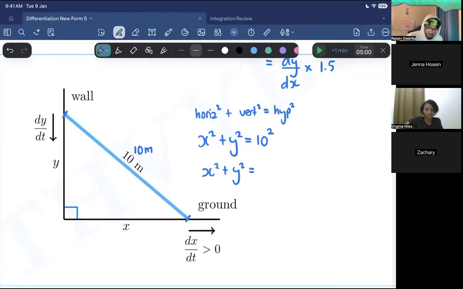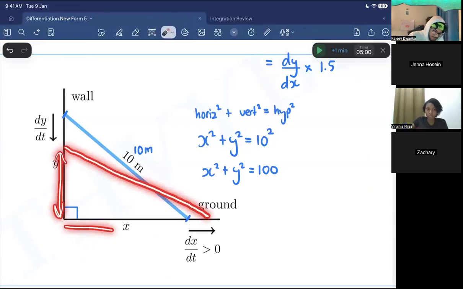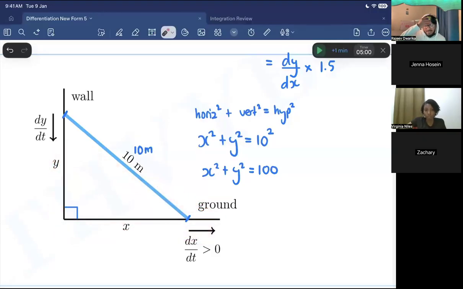Zachary, what is 10 squared? 100. Now, no matter where that ladder is, x squared and y squared will always add up to give you 100, because the length of the ladder is the same. Using that relationship, we're linking x and y together. So x squared plus y squared will always be 100. You understand? Cool.